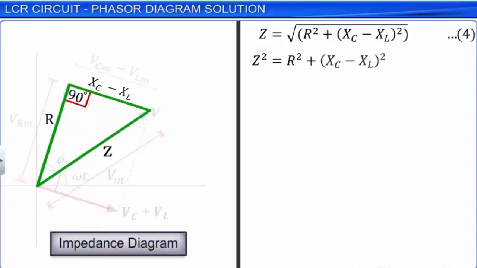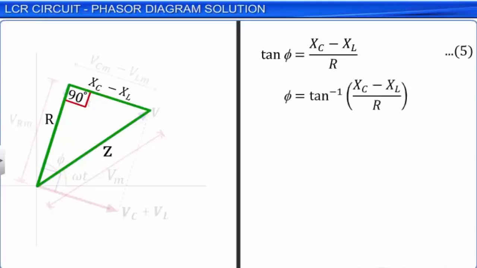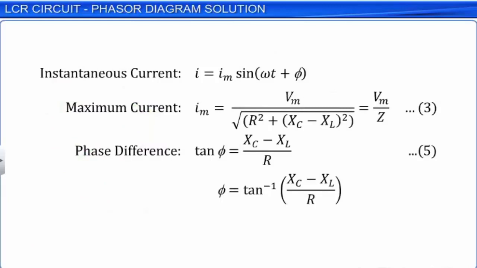In an LCR series AC circuit, the phase difference phi existing between the voltage and the current can be determined by using the impedance diagram. In the impedance diagram, the hypotenuse gives the impedance Z. Here, we observe that tan phi is equal to (Xc minus XL) by R. Let this be equation 5. Phase difference phi is equal to tan inverse of (Xc minus XL) by R. Thus, the current flowing through the LCR series AC circuit can be given as I equal to Im sin(omega t plus phi), where Im is given by equation 3 and the phase difference phi can be calculated from equation 5. Hence, we have obtained information on all the entities we desired using the phasor approach to the LCR circuit.